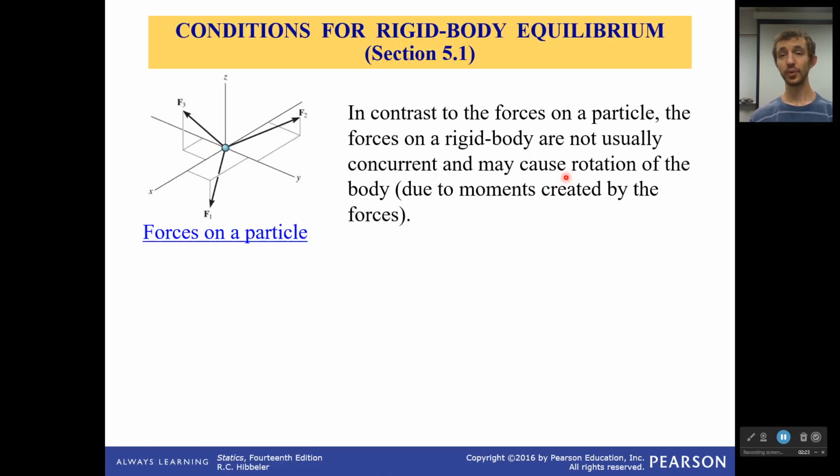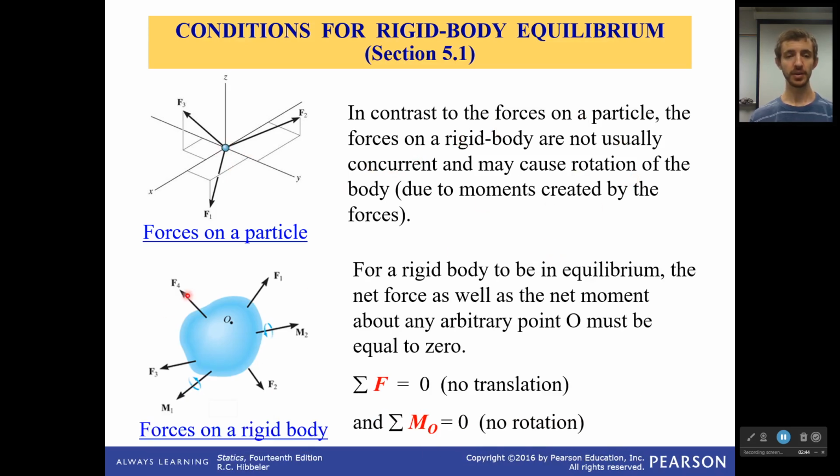Okay, so first off, what does rigid body equilibrium mean? Now, when we have a particle, all those forces act at the same point. It means they're concurrent. They hit at the same point. However, with a rigid body, they're not usually concurrent, and they may cause rotation of the body because of the moments. So we have to make it a little bit more complex. We go from a point, it's gaining some weight, it's now a rigid body. So for a rigid body to be in equilibrium, the net force, which we've seen before, and the net moment at any arbitrary point we choose must be equal to 0.